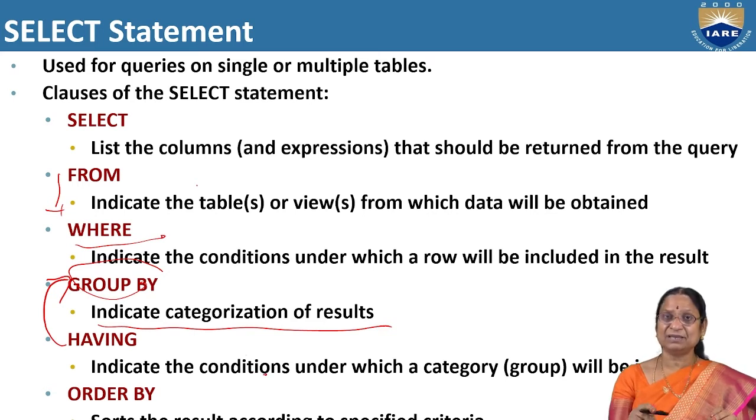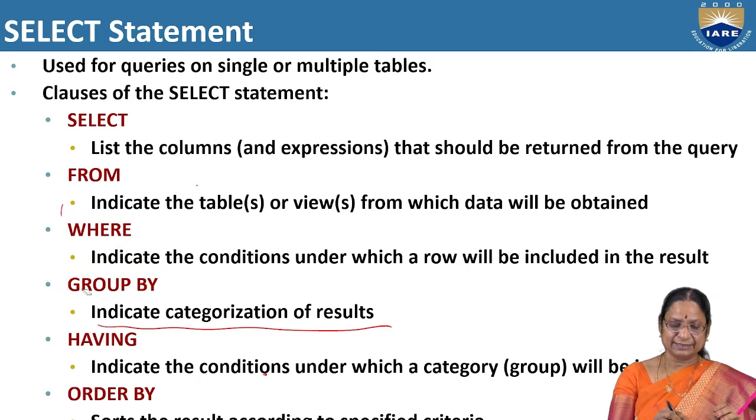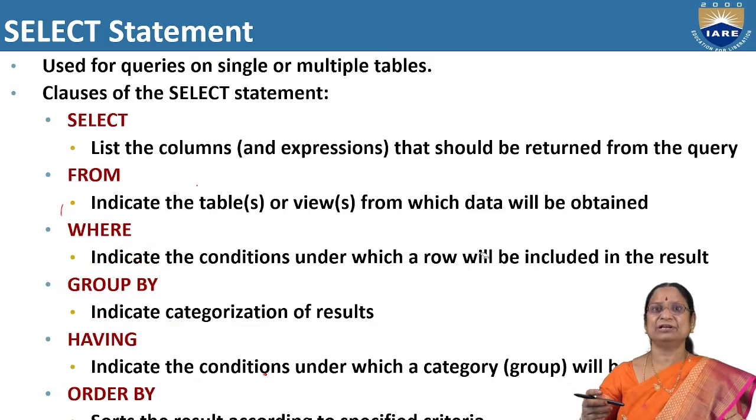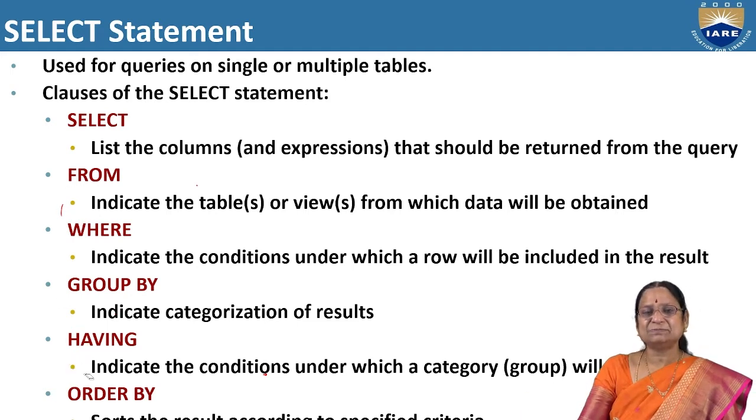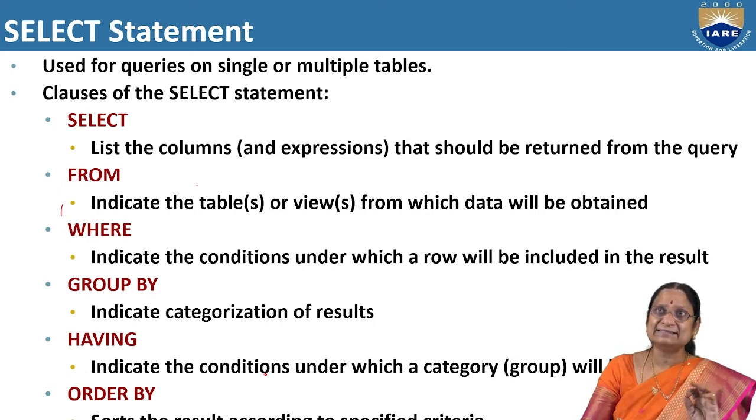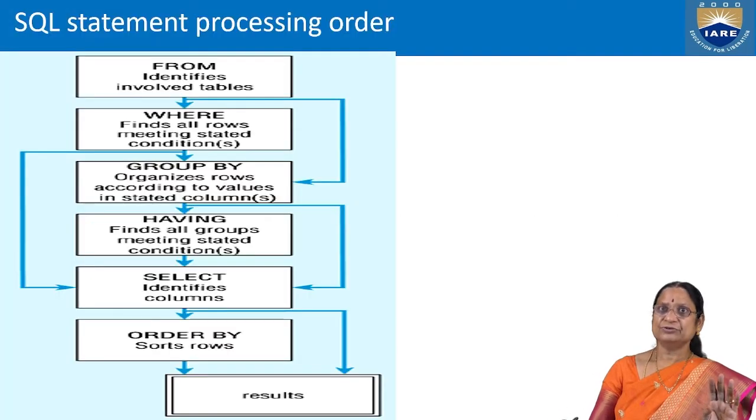But the result can again be arranged either in descending or ascending order by using this ORDER BY clause. That means the final results must be arranged as per the needed order. So that's why the ORDER BY clause must always be the last clause of the SELECT statement. So that's why the SQL statement is processed like that.